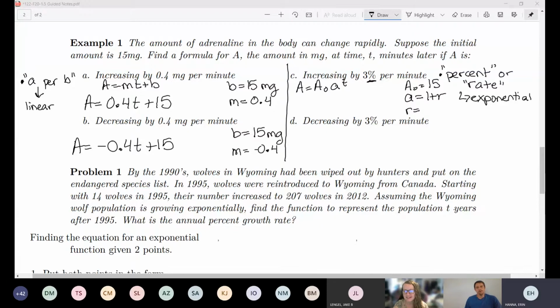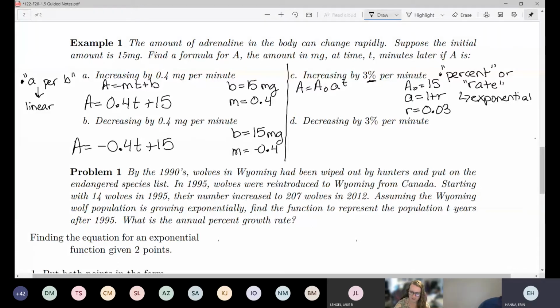What was I saying? So A is equal to 1 plus R. And here we're actually given the R value. But R is a decimal, and we have a percent here. So we need to change the percent over to a decimal. So we need to change that over to 0.03. So 3% is equivalent to 0.03.